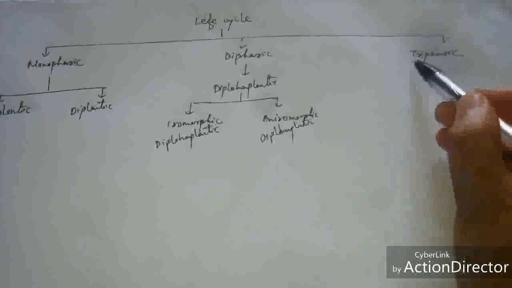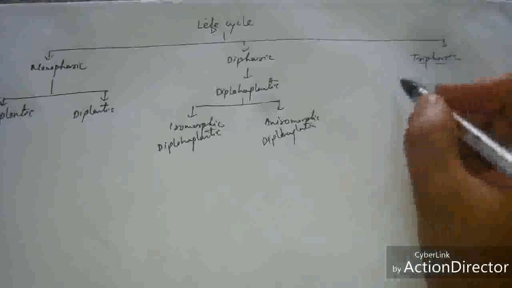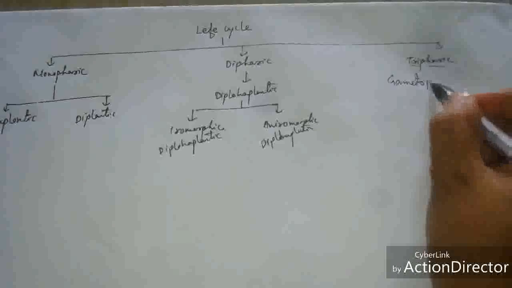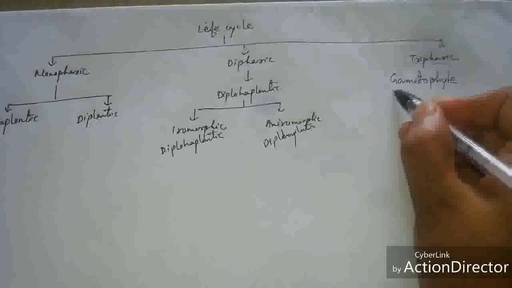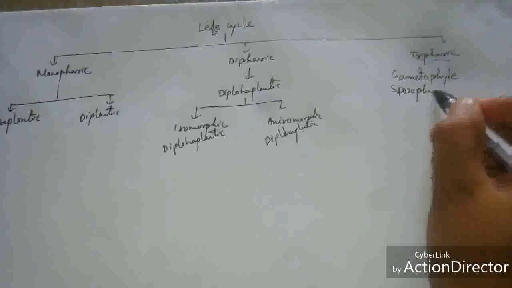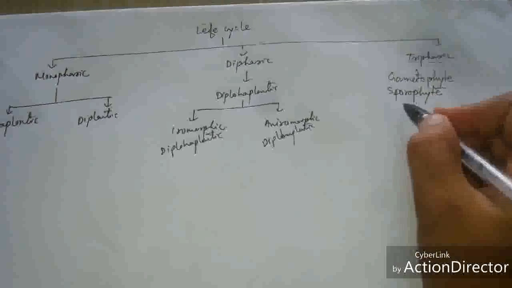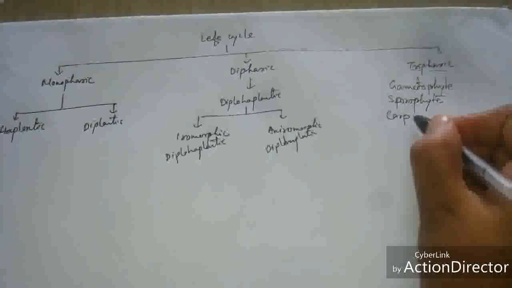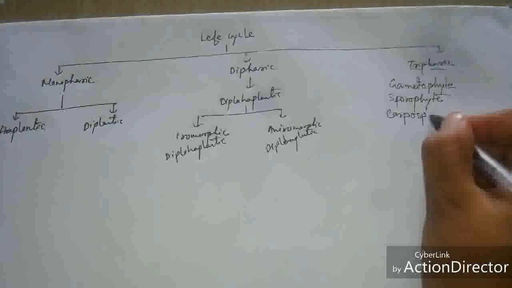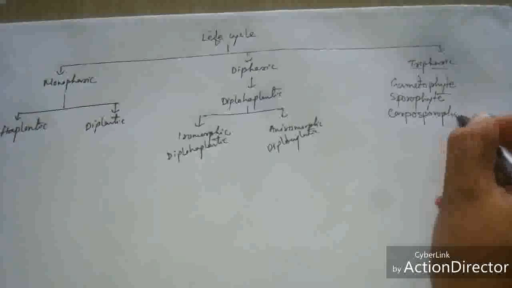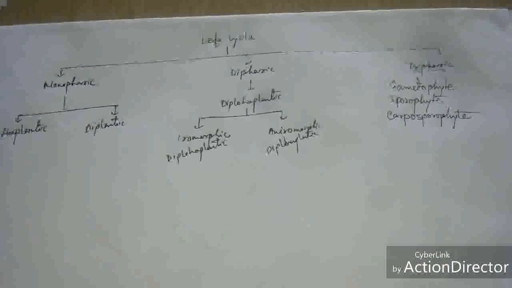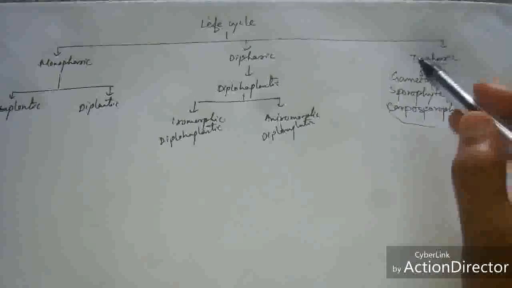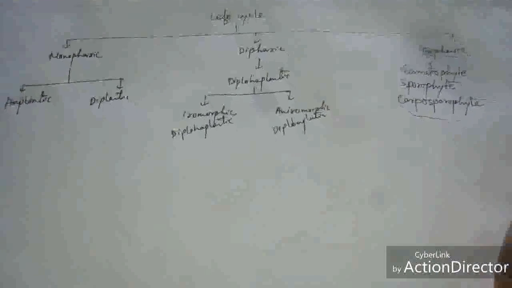Now, triphasic means here, except gametophyte and sporophyte, another special type of phase is also present, which is called carposporophyte. So the three types of phases are found in the triphasic life cycle.